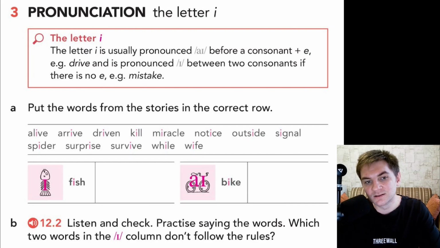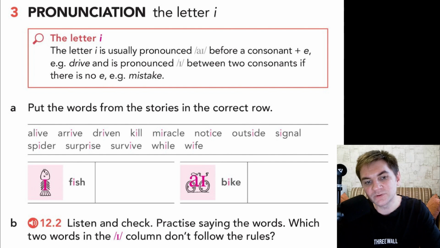Part 3. Pronunciation. The letter I. The letter I is usually pronounced I before a consonant plus E. For example, drive. And it is pronounced E between two consonants if there is no E. For example, mistake. Yeah, it's not like mistake, mistake.